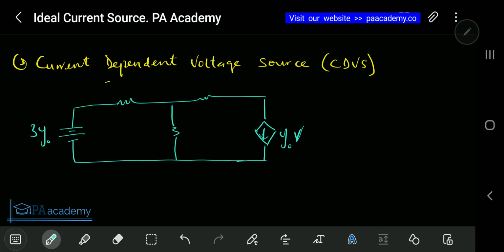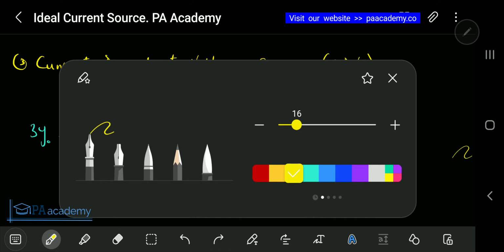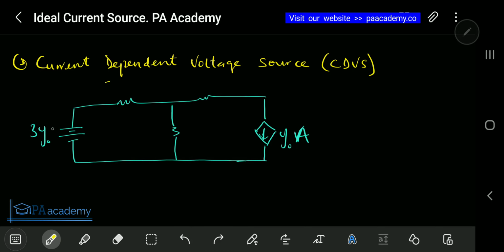Okay, this is a current, so this should be amperes. Y naught amperes. And then here we are having a voltage source on this side. And then we are giving it 3 y naught volts. Exactly. So this is how you are going to find this in almost all cases now.